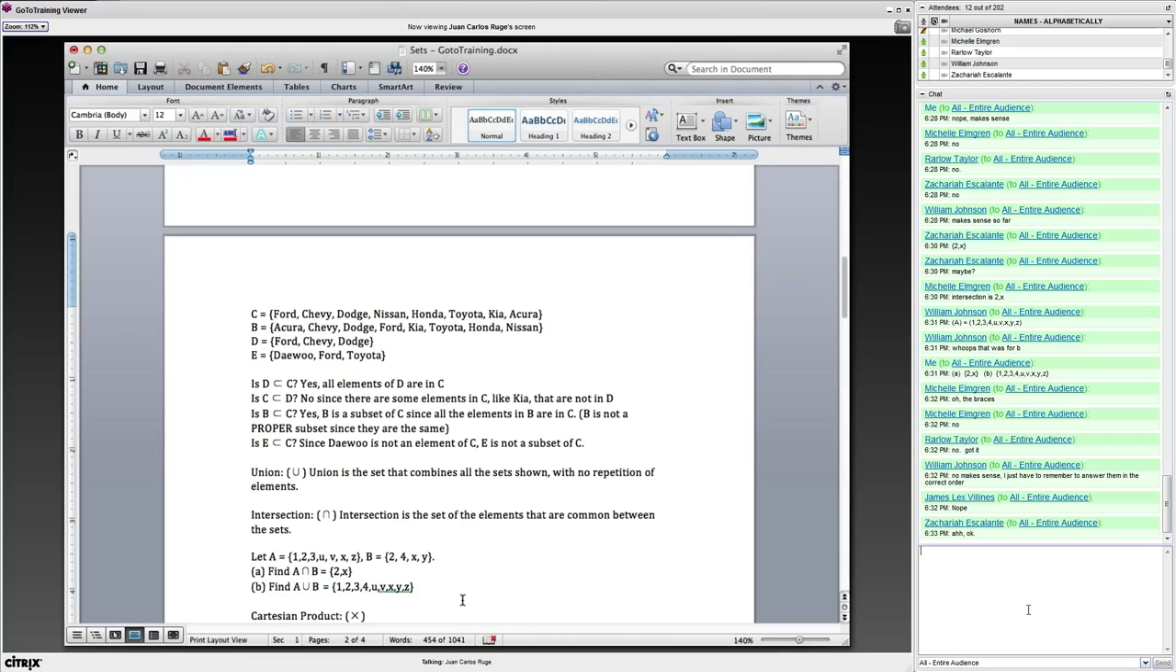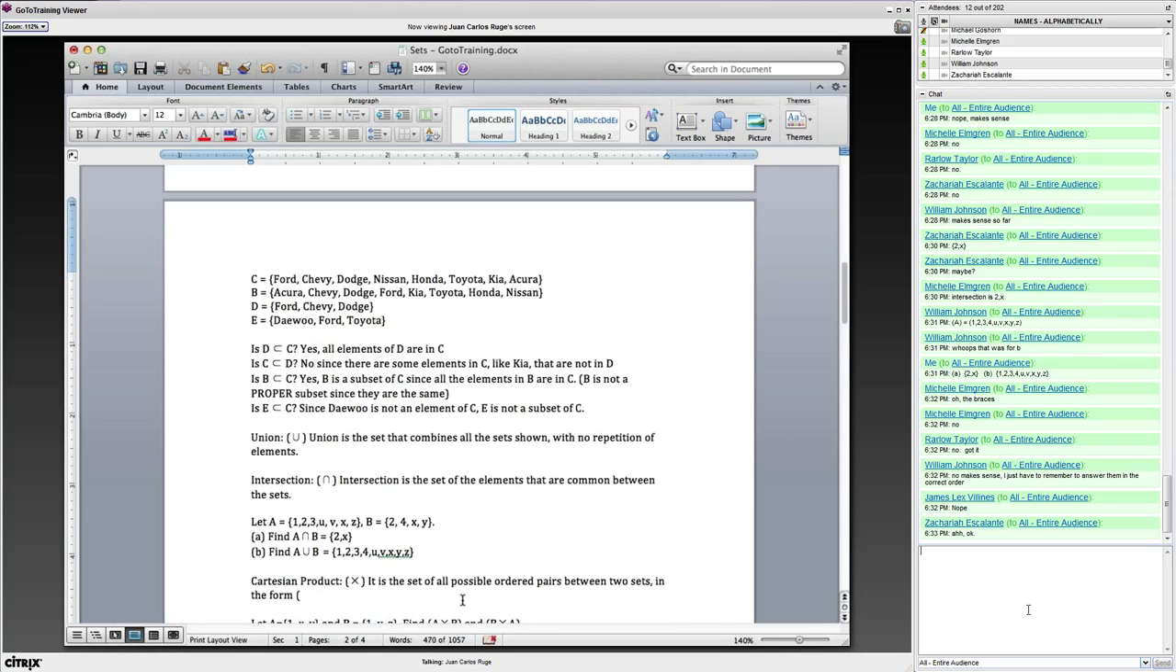Okay, guys, next operation, Cartesian product. Be careful because this is going to be long and probably confusing. It is the set of all possible ordered pairs between two sets, where the pairs are in the form (x, y), where x is an element of the first set and y is an element of the second set.